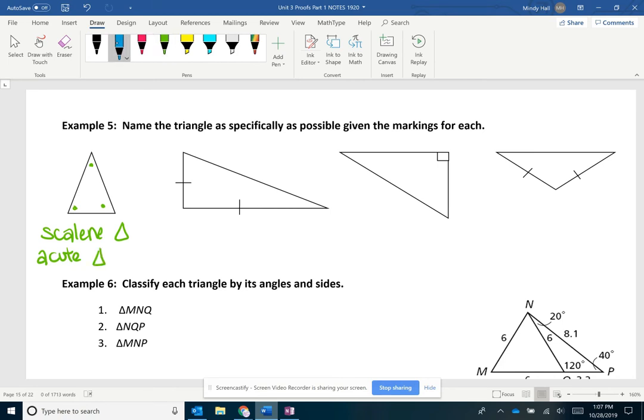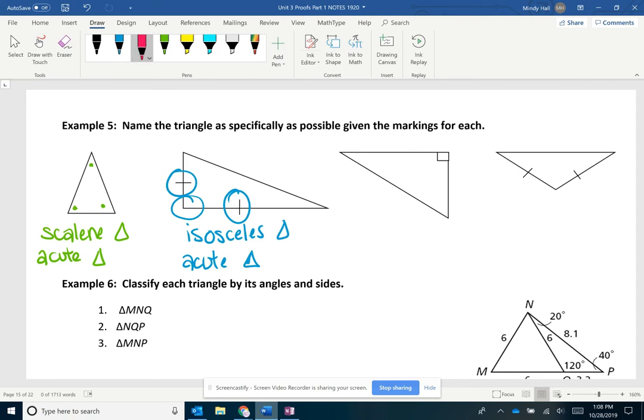So then with this one, we have 2 tick marks. So I know my sides are equal. So this would be an isosceles triangle. And then looking at the angles, I have no markings, so I would have to assume that this is an acute triangle. Because again, we can't assume anything with this symbol, even though it looks like it might be a 90.